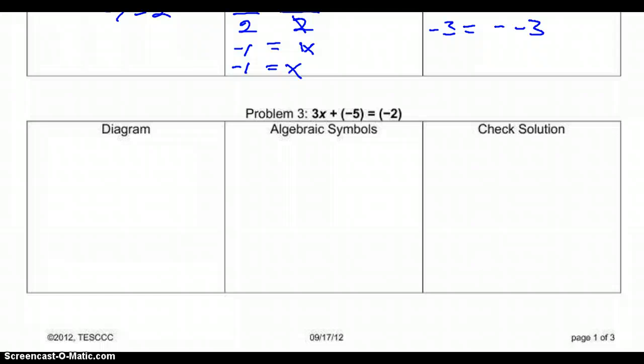and this problem says that 3x plus 5, and that's a negative 5. So we'll make that correction. Plus a negative 5, we're going to put that in parentheses, is equal to a negative 2. So all we have to do at this point is determine what is happening. Now, here's the thing. We see that the operation is addition. But look at what it's adding. It's actually adding a negative 5.